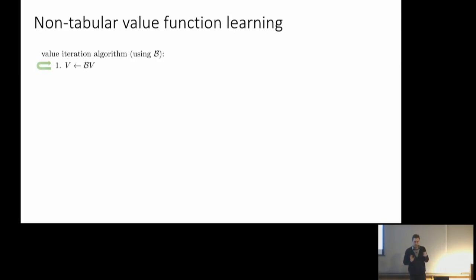Okay, so what happens in the non-tabular setting? Why is it that things are so sad when you don't have a tabular representation? So now that we introduced the Bellman backup operator B, value iteration is very easy to write. You write it on one line. V goes to B times V. That's super simple.